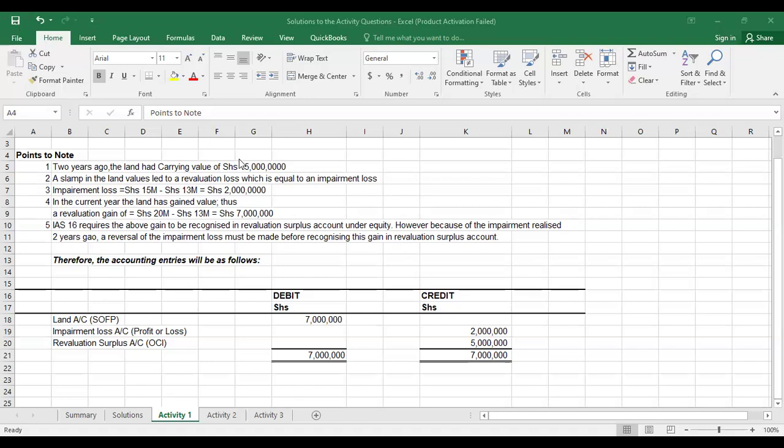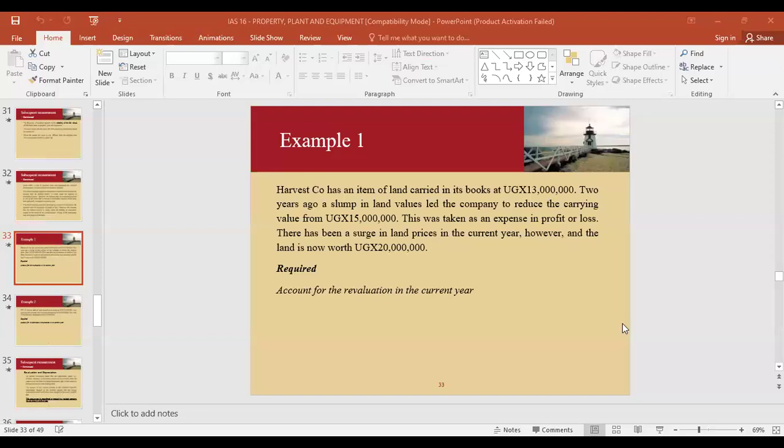All right, in case you're not done, we shall share the solution with you. So let's look at another scenario. Just a minute, let me reshare my screen. Okay.